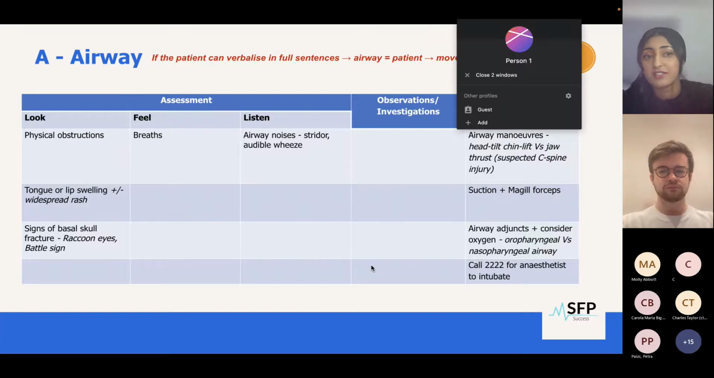Also, if you do have major concerns with airway, I think don't hesitate to say that you would call 2222 for an anaesthetist to come and intubate. And even if you don't think it's relevant for that scenario, I think it's a nice way of showing off your knowledge and saying, if the patient's airway was to deteriorate, this is what I would do.